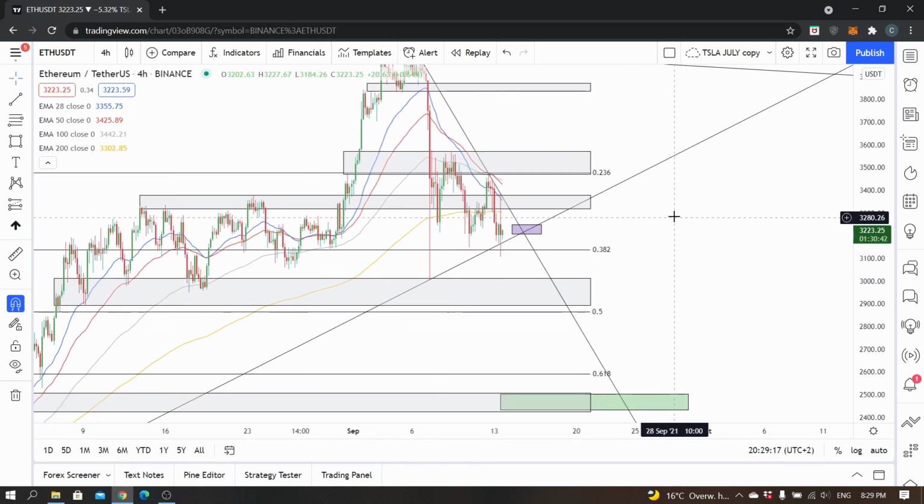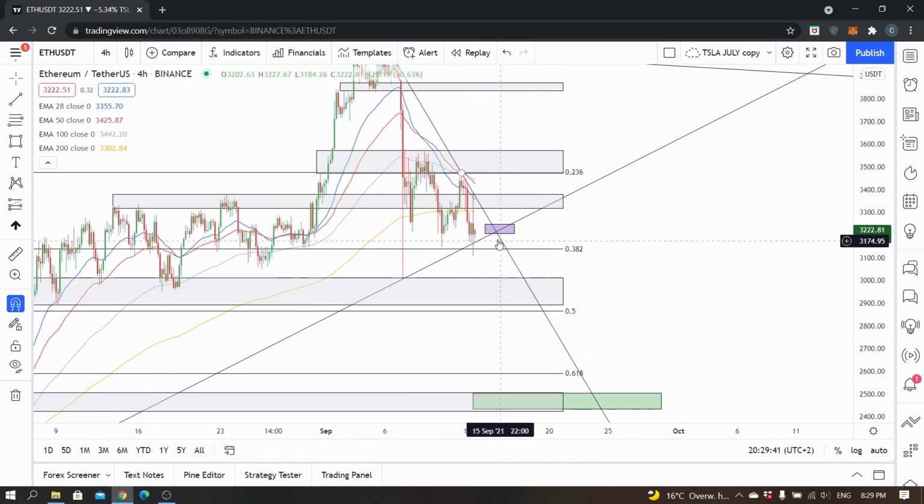And then I think the most interesting part for the short term is this purple box. And I deliberately made it purple because I think this box can either be a buy area or a sell area, very much depending on what price is going to do next. So we are at the 4-hour time frame, which means that this box is actually valid for the rest of the week.